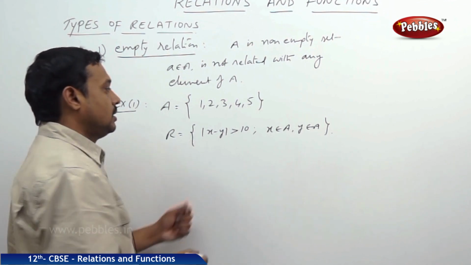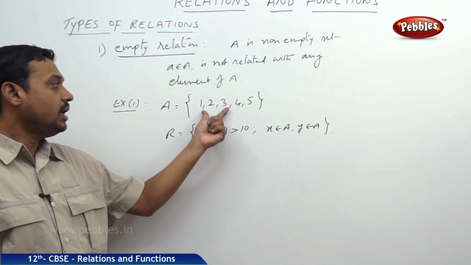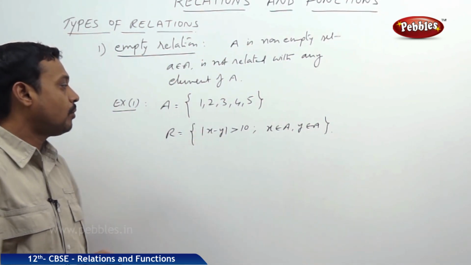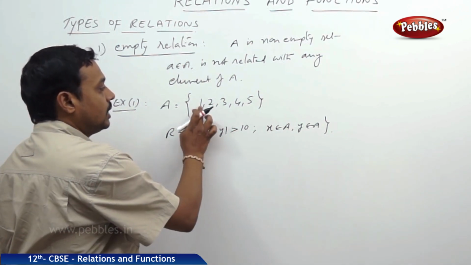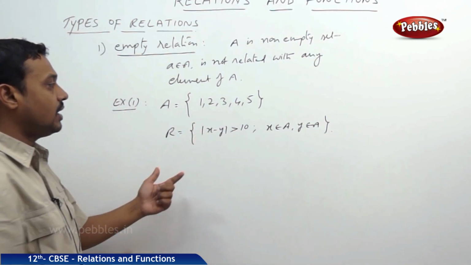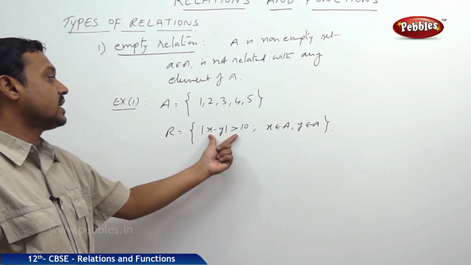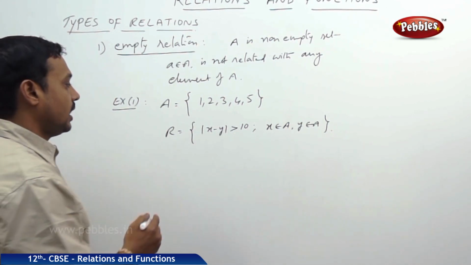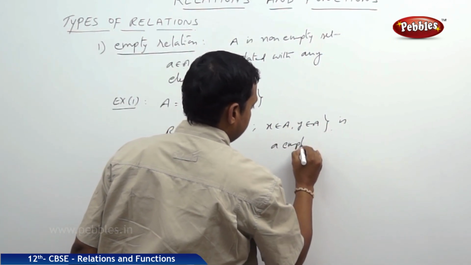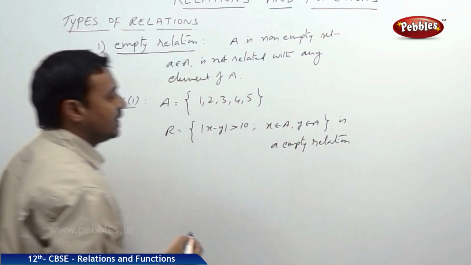Now, let us see any possible ordered pairs. Do you think any possible ordered pairs defined from A to A satisfy this relation, modulus of x minus y greater than 10? If I choose any element here, 1 minus 1, 1 minus 2, 1 minus whatever number you choose, they cannot satisfy this relation. Hence, it is an empty relation.